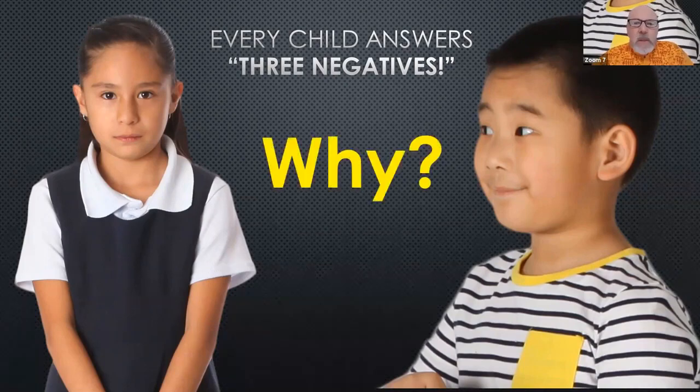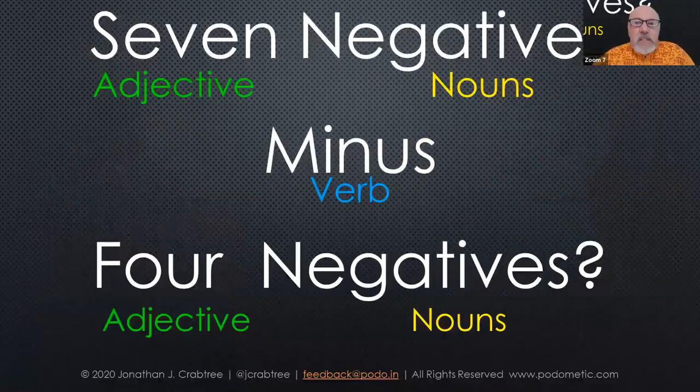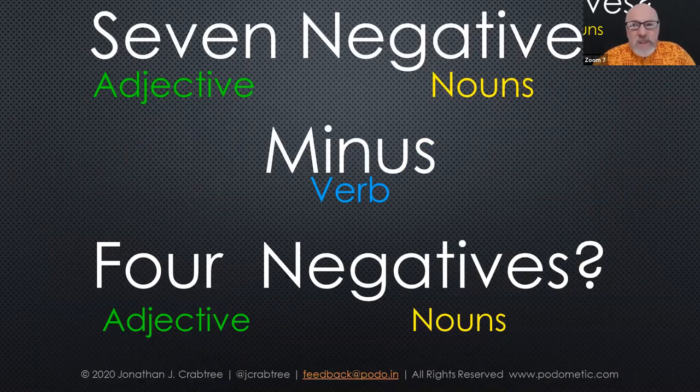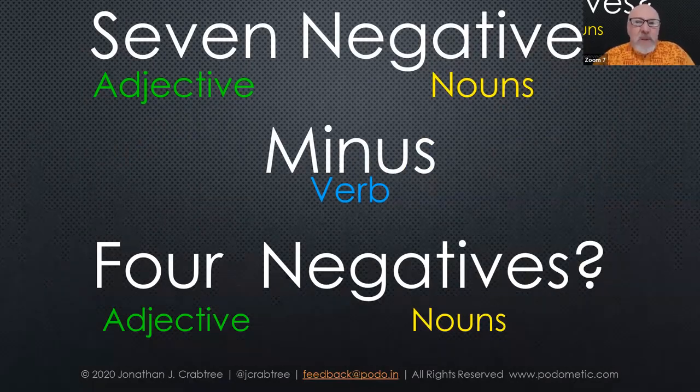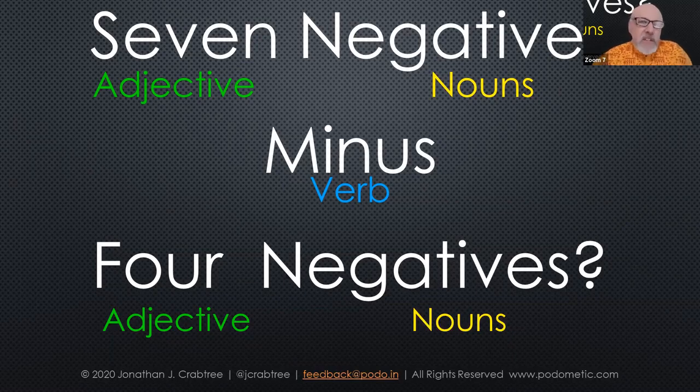And so the answer, obviously, is the fact that 7 is an adjective, 7 negatives. Negatives are nouns, and one of the clues is that they're plural. So when you have something which is plural, it's more often than not going to be a noun. So we've got adjective, noun, verb, adjective, noun. And that semantic structure is very, very simple for children to start to explore across both positives and negatives.